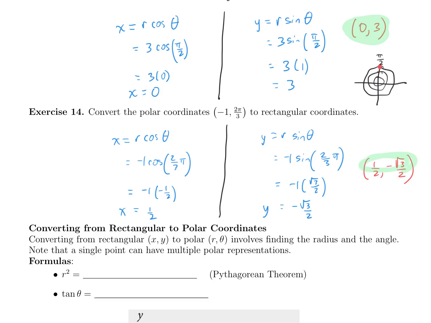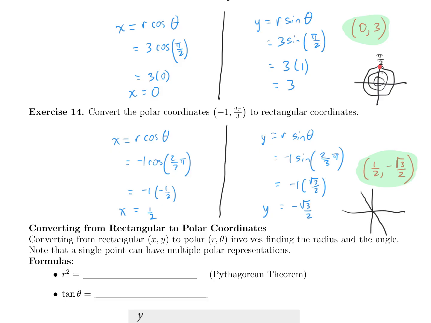And remember to double check that the 2 points are in the same quadrant. So let's check that really quick. If you go to 2/3 pi, that's going to be over here, 120 degrees.